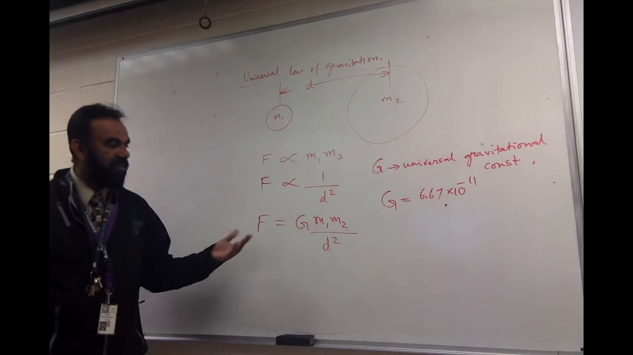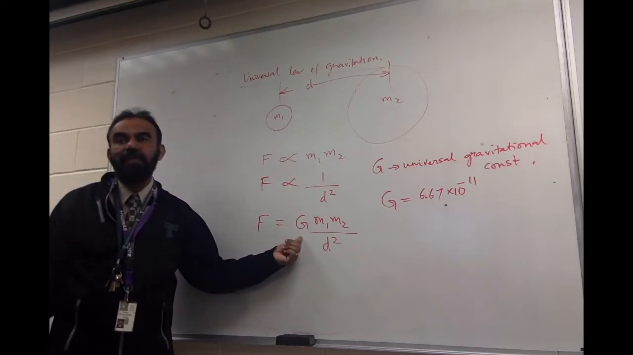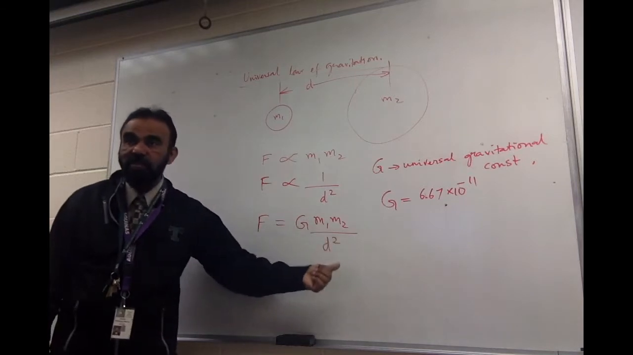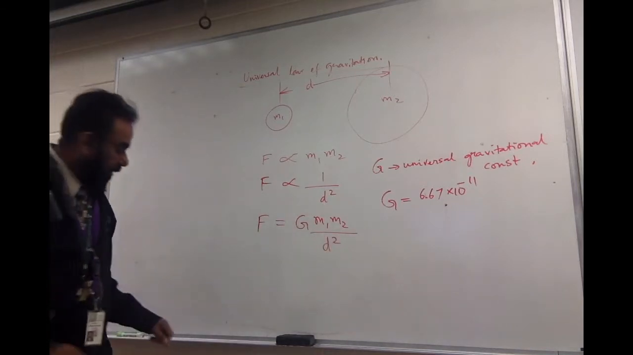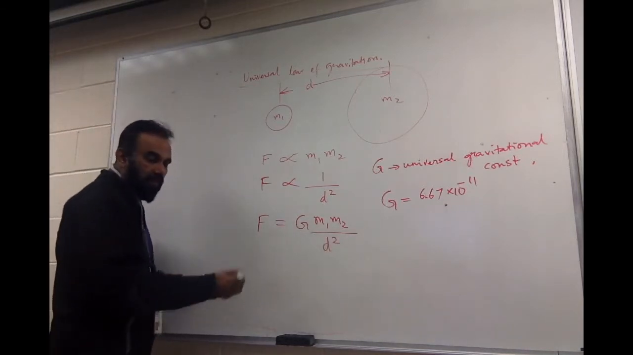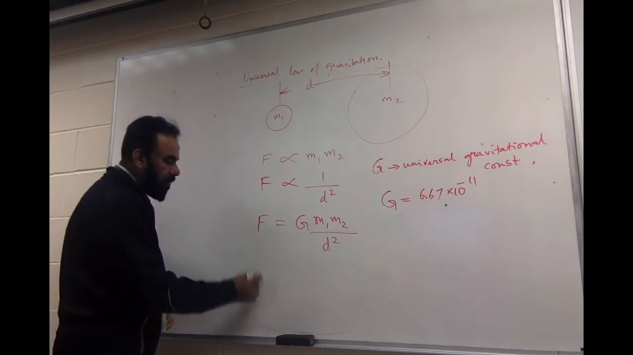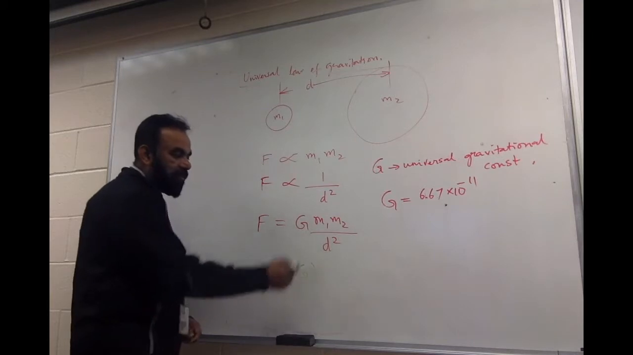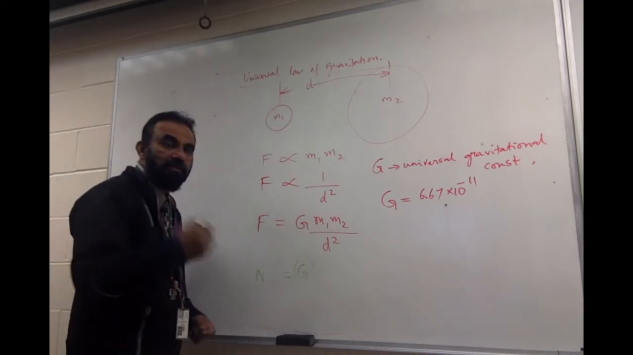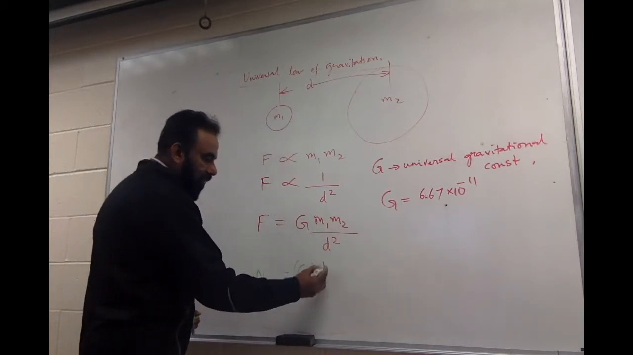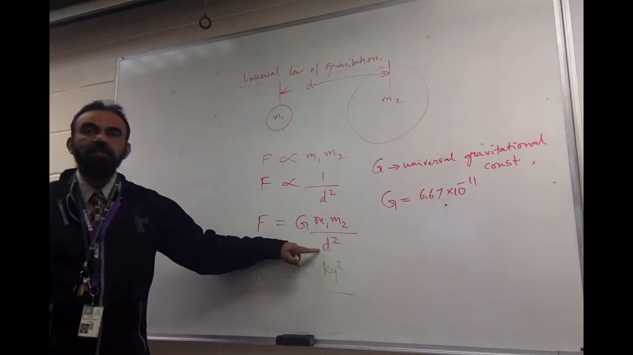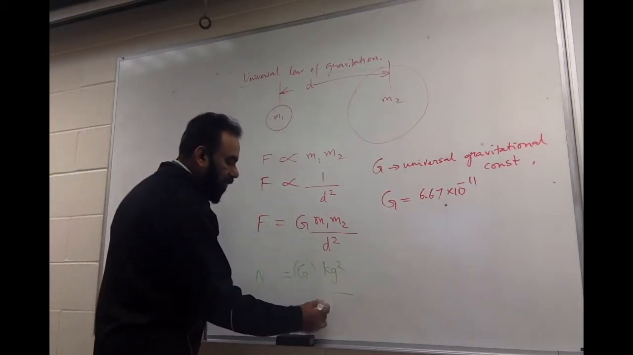Now, if you want to find out what is the unit of this capital G, the best thing to do is put the units of all the other stuff that you know. What's the unit of F? Newtons. Let G be as it is. What's the unit of M1? Kilograms. And M2? Kilograms. So it's kilogram squared over, what is D measured in? Meters. And so meter squared.